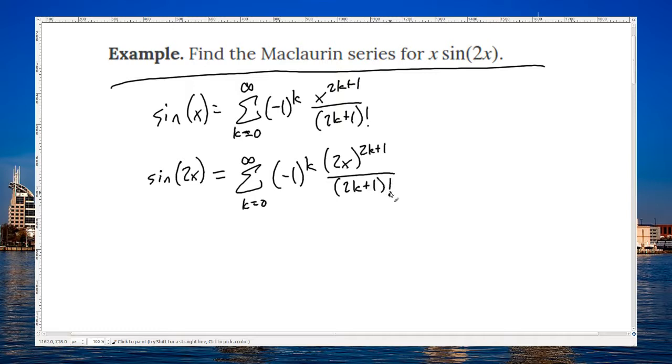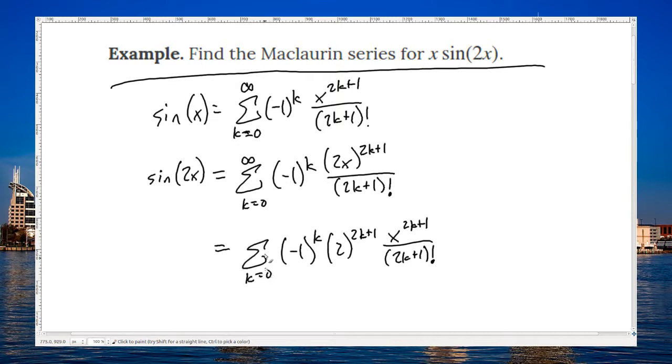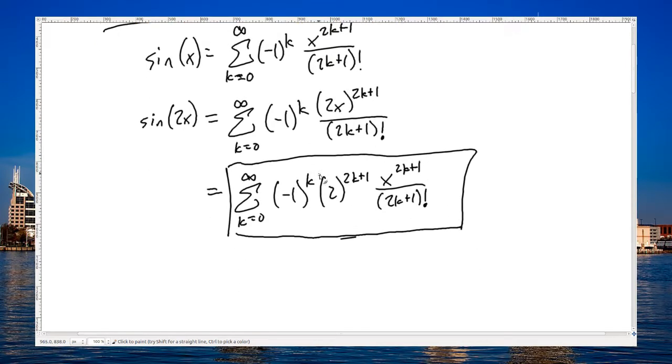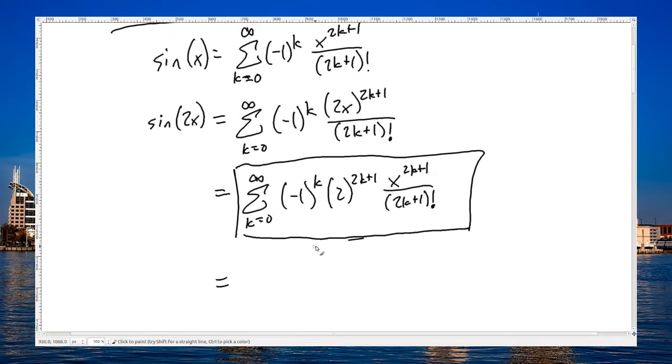Always do your composition first, because I'll show you in just a second what would happen if you didn't do it first. So here we can simplify this. First of all, we'll take that 2 and bring it out. I'll just write that as 2 to the 2k plus 1. And then up here, I still have x to the 2k plus 1 over 2k plus 1 factorial. And there is my series in the first few terms.